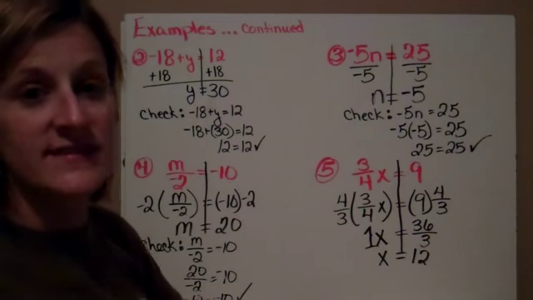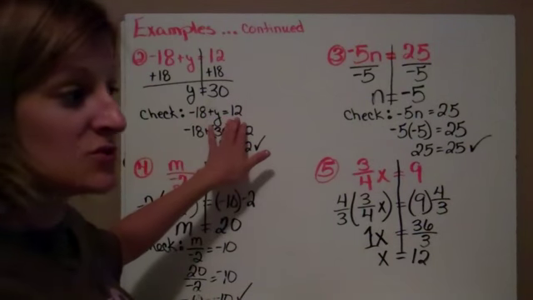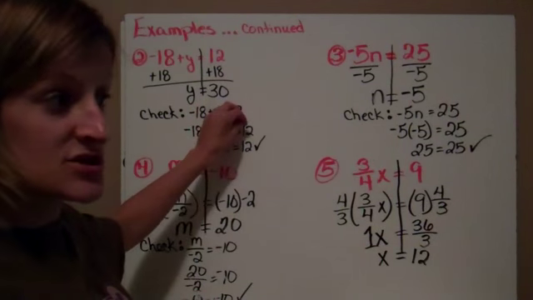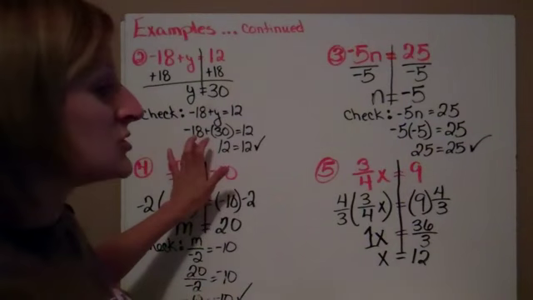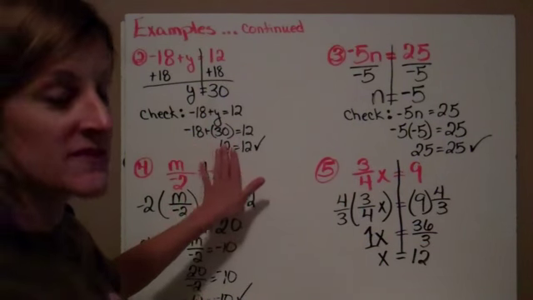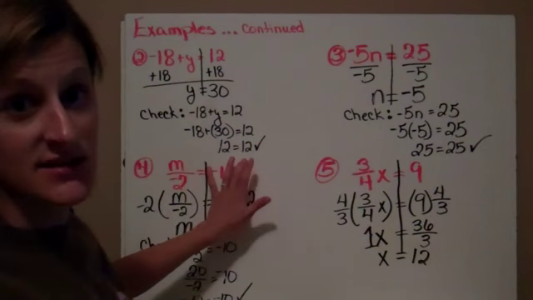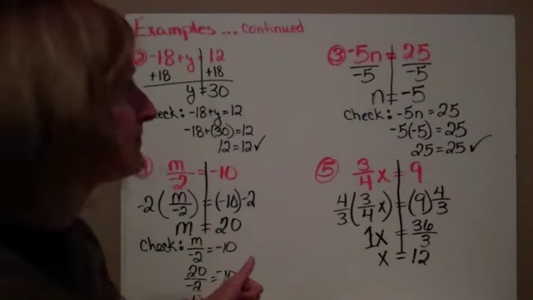Now let's see if this actually adds up correct. So if I do negative 18 plus y equals 12, this is my original. Okay? I'm going to do negative 18 plus 30, notice I put in parentheses, equals 12. Now negative 18 and 30 is 12, so my answer's good.